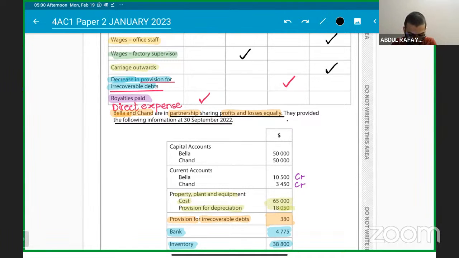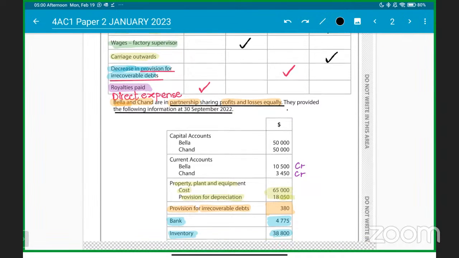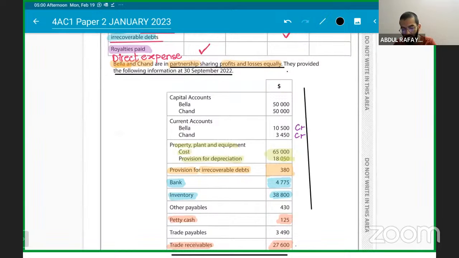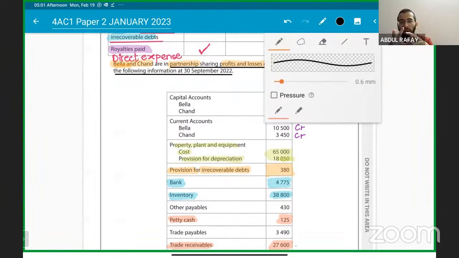It's a very good question, okay? So understand, if the irrecoverable debts are mentioned in the trial balance, it means we have already subtracted it from the receivables. We have already removed them from the receivables. We don't have to do it again, okay?